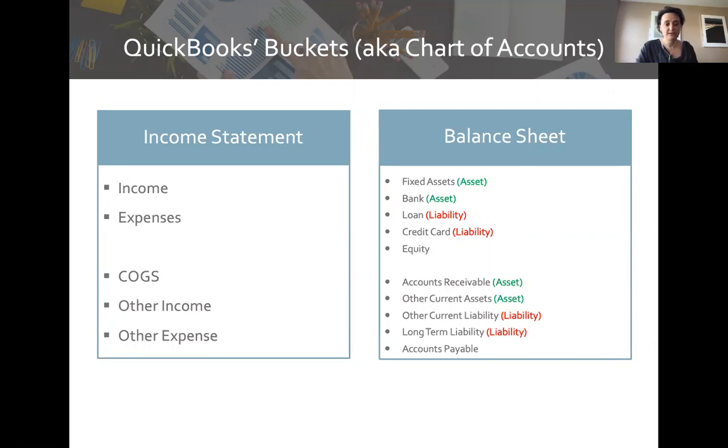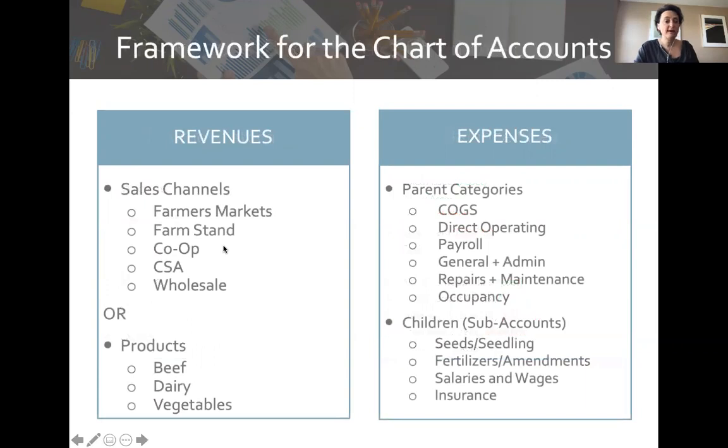As an example, for our revenue accounts, we need to decide, are we going to track our sales channel? So where did we sell it? Whether it was a farmer's market, a farm stand, co-op, CSA, or what did we sell? Did we sell beef, vegetables, dairy? And the reason why it's so important to pick one or the other is if you try to do a mashup of both, you're going to come home from the farmer's market and you're going to say, well, I sold some beef, some dairy, and vegetables at the farmer's market. Do I categorize it as farmer's market sales, or do I categorize it as beef, dairy, vegetable sales? So if you pick one or the other, you can then have a consistent system for tracking your revenue.